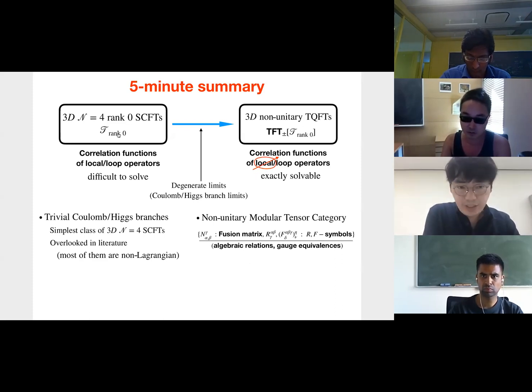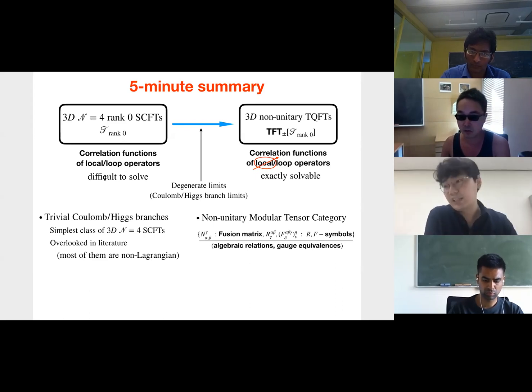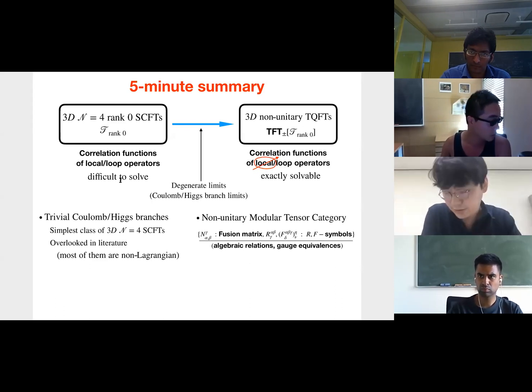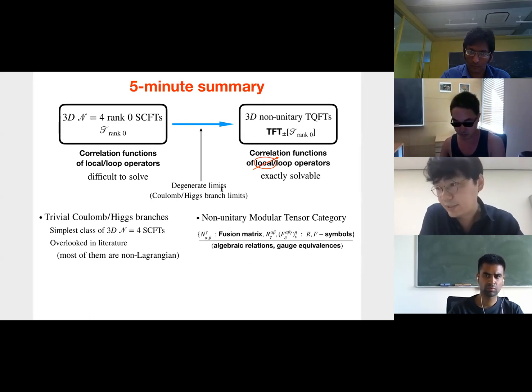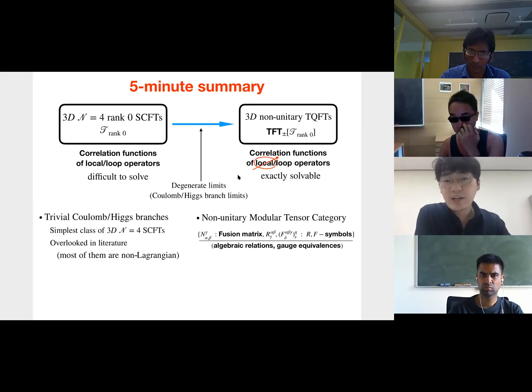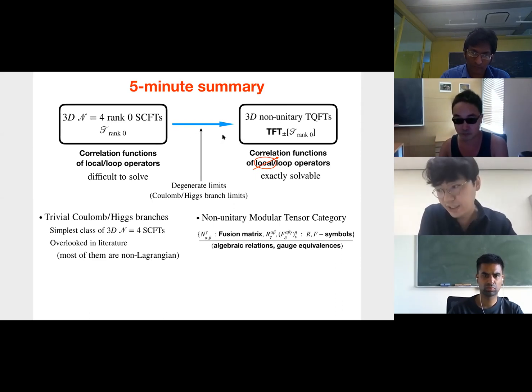We will study this CFT, and the physical observables of this theory as a local CFT are the correlation functions of local operators and loop operators. In general, it is very difficult to solve, because even numerically, solving a strongly coupled field theory is always difficult. In this talk, we'll consider a limit, which is called the Coulomb or Higgs branch limit. I'll explain in more detail later. Then we claim that this theory becomes a simpler theory, given by the non-unitary TQFTs. In the TQFTs, the physical observables are all the correlation functions of loop operators, and it is exactly solvable.